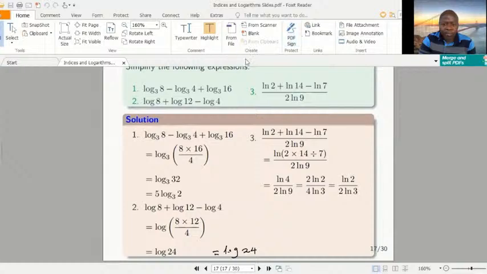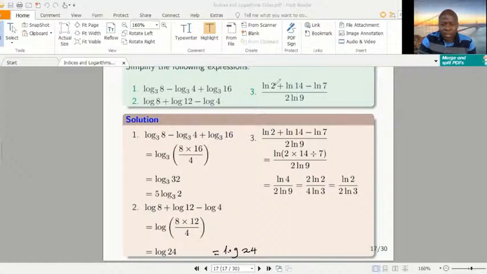I left it that way. Now, let's look at this other one. We are given natural logarithm of 2, and remember what this one is. And then plus natural logarithm of 14 minus, yeah, these are logarithms.